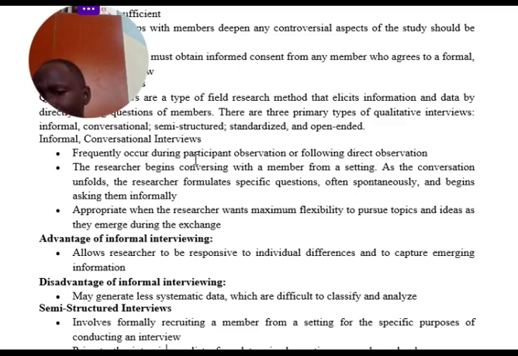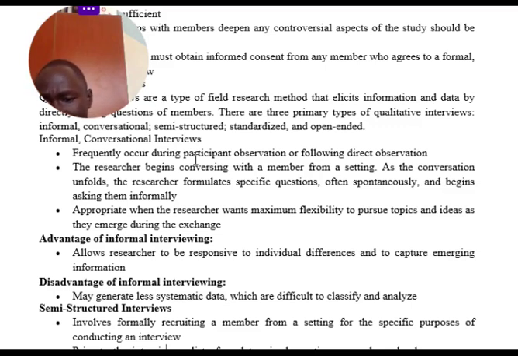Then the other that we have has got the disadvantages and also the advantages. One advantage is that it allows the researcher to be responsive to the individuals' differences and capture emerging information. The researcher is able to obtain information from the field, specifically from the individuals that tend to be living within that area, which becomes easy for him to know what is existing within the environment.